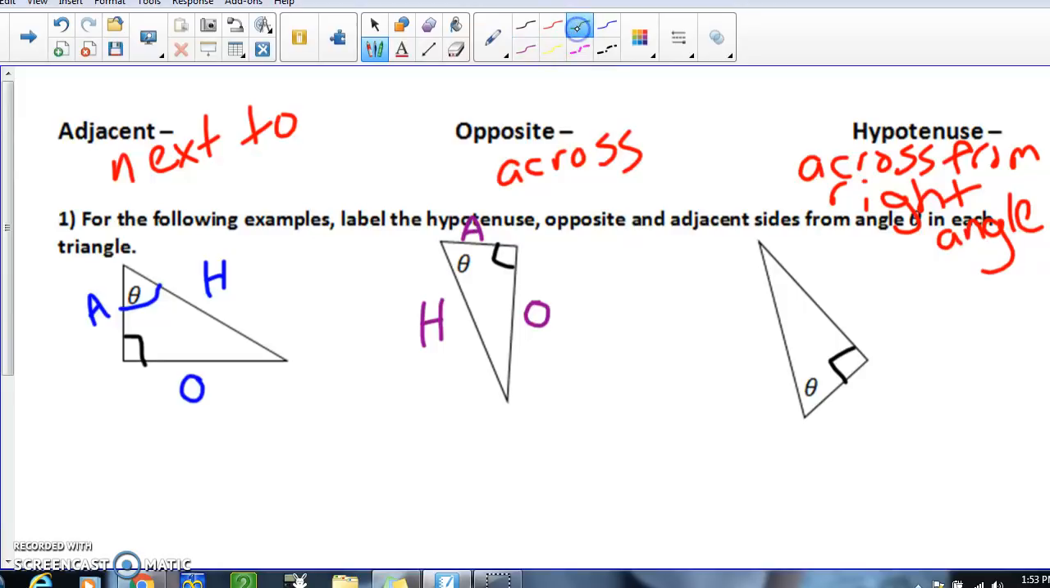And similar with my last one there. Start with the angle in question. The side across from it is my opposite. Across from 90 is the hypotenuse. And the side next to the angle is the adjacent. Now, it's not that I'm going to ask you to label that every single time we have a triangle. That's not the case. But that is something you need to be thinking about in your head.